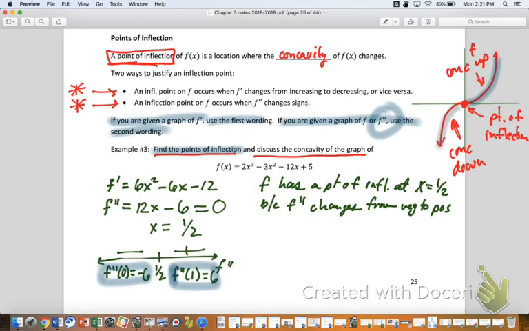F double prime changes from negative to positive at x equals 1/2. And then discussing concavity, we basically have two intervals here. I've got a red interval and I've got a yellow interval. So on the red interval, f is concave what? Why?